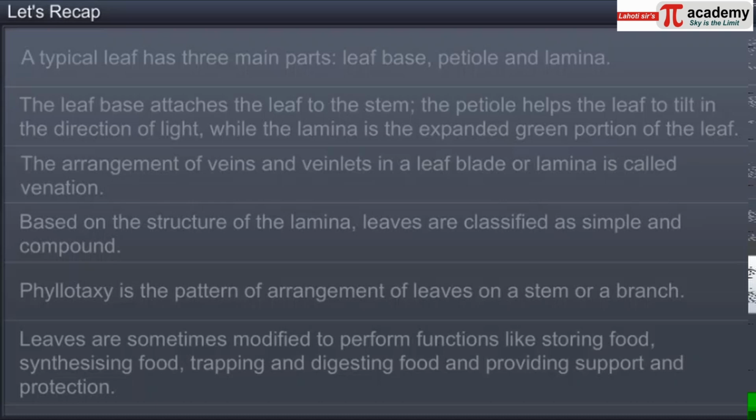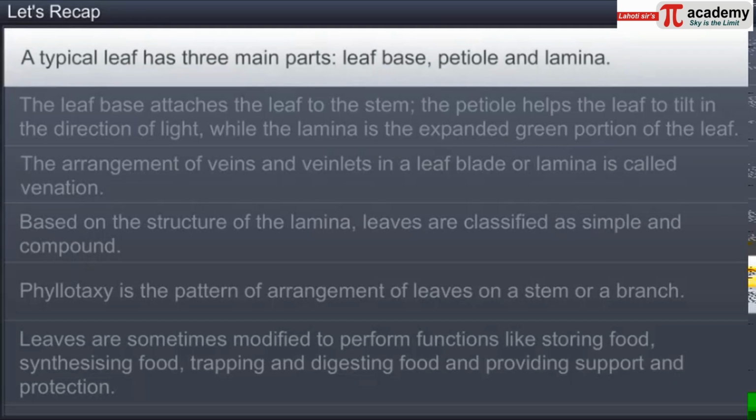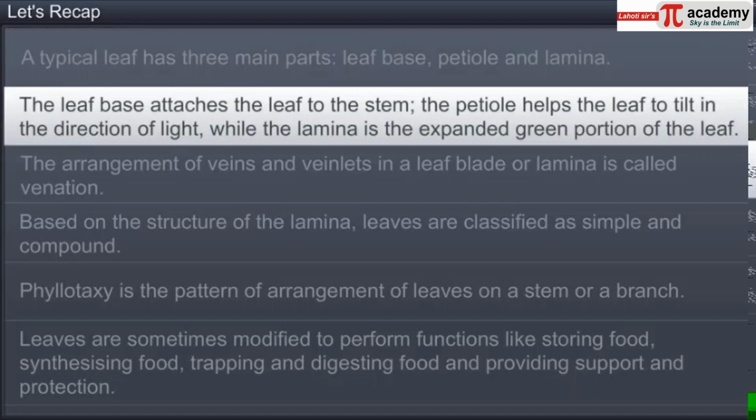You have now reached the end of this module. In this module, you learned that a typical leaf has three main parts: leaf base, petiole, and lamina. The leaf base attaches the leaf to the stem. The petiole helps the leaf to tilt in the direction of light, while the lamina is the expanded green portion of the leaf.